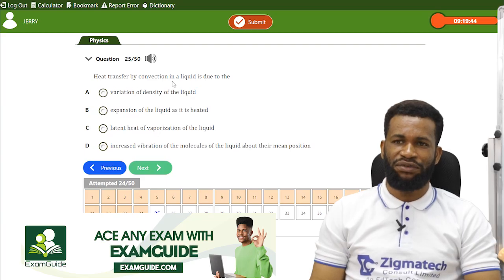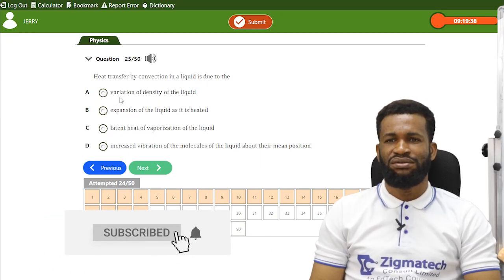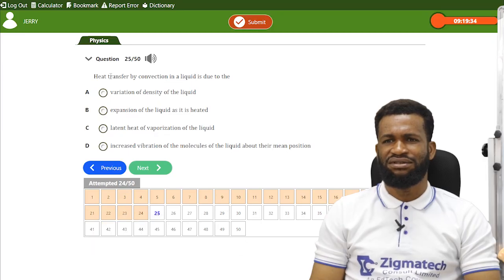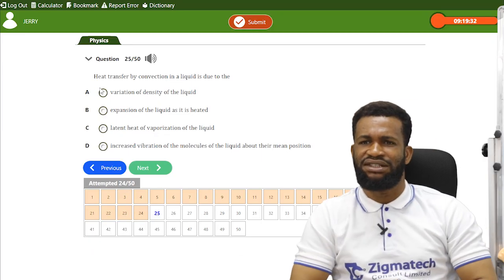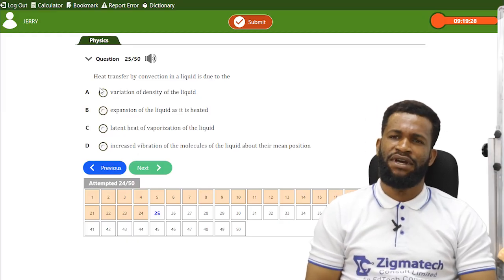Heat transfer by convection in a liquid is due to variation of density of the liquid. Variation of density, yeah.